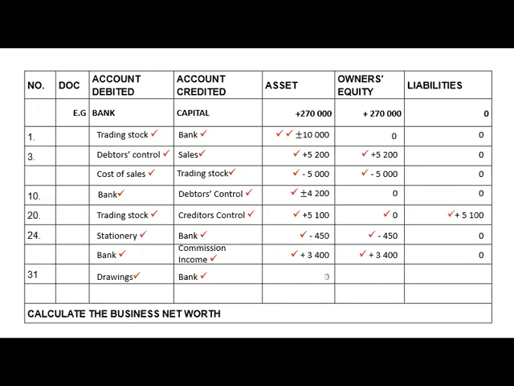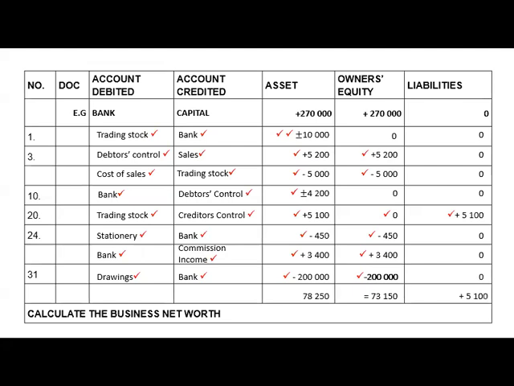Under assets, we'll have minus 200,000. And under owner's equity, we'll have minus 200,000. Remember, I said two things reduce owner's equity. It is drawings and expenses. That's why we have minus 200,000 under owner's equity. Under liabilities, we will have 0.